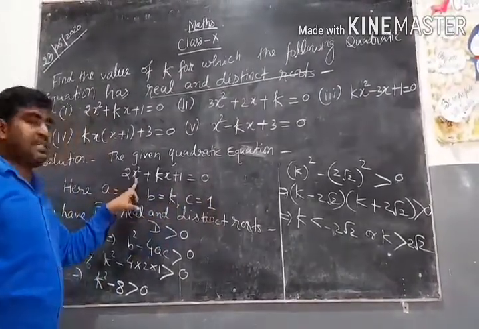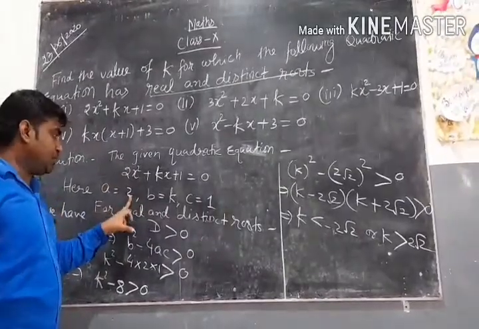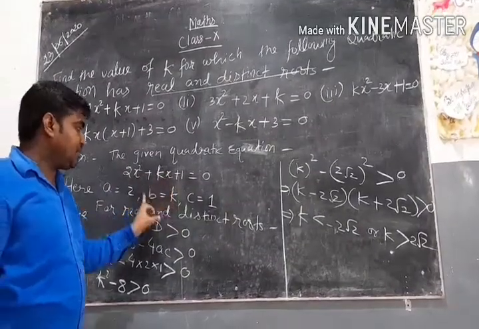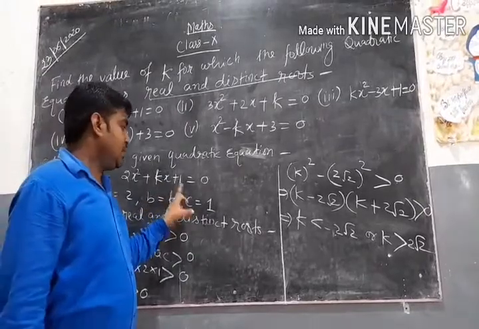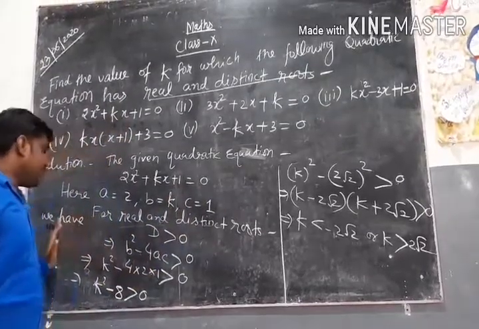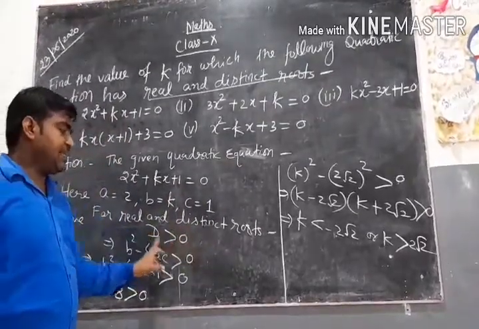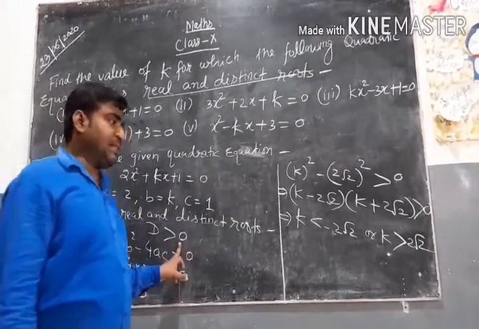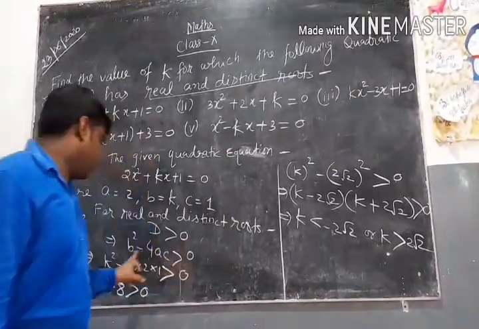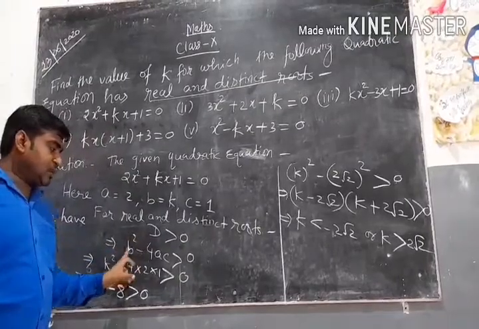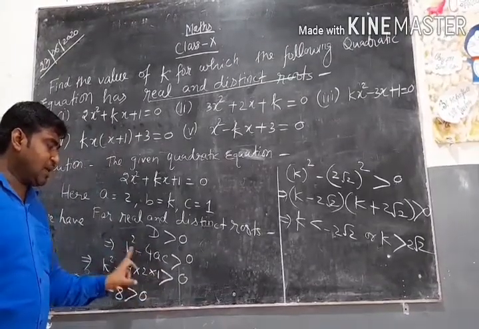Here the coefficient of x square is 2, which is a equal to 2. The coefficient of x is k, which is b equal to k, and the constant term c is equal to 1. As you know that for real and distinct roots D greater than 0, where D is the discriminant of the quadratic equation. So D is equal to b square minus 4ac, so it becomes b square minus 4ac greater than 0.